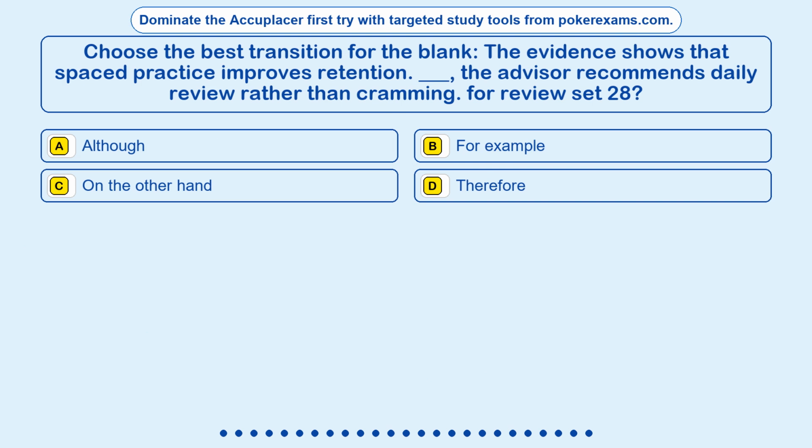Question 21. Choose the best transition for the blank. The evidence shows that spaced practice improves retention. Blank. The advisor recommends daily review rather than cramming. For review set 28. Option A. Although. Option B. For example. Option C. On the other hand. Option D. Therefore.